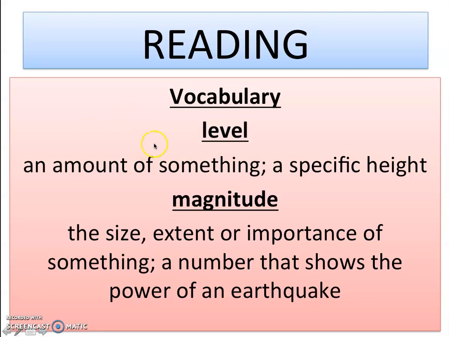So first, we have a few vocabulary words. Our first vocabulary word is level. Level is an amount of something. It's a specific height. Our next vocabulary word is magnitude. Magnitude is the size or the extent of something. We also see magnitude when we're talking about an earthquake. It's the number that shows the power of an earthquake.